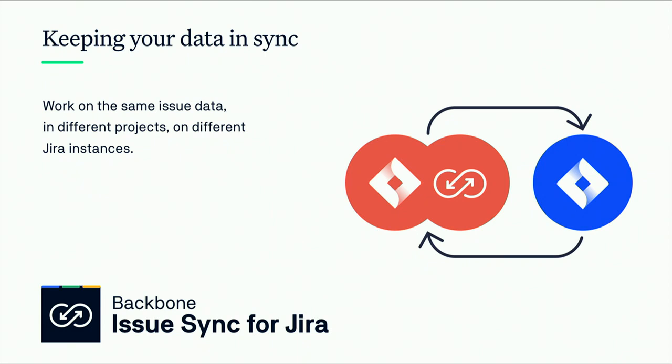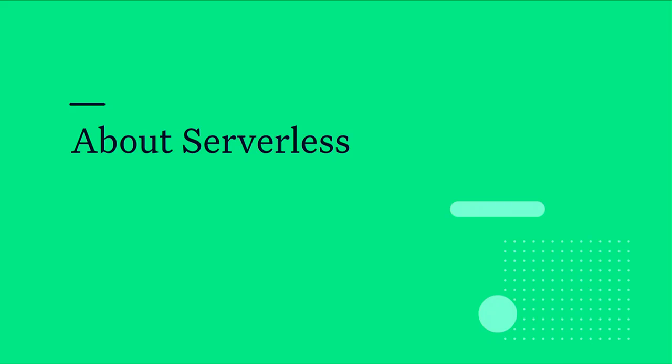I'm working on Backbone Issue Sync, and we are the guys to keep your issue data in sync between different Jira instances. So that means if you connect two Jira projects and you want to work on the same data but in different instances, we synchronize the changes between the projects. We have brought this product to the cloud some while ago, and we're using serverless functions to synchronize any change between the two Jira projects. Before I start to share with you the best practices, just a quick recap about what serverless actually is.